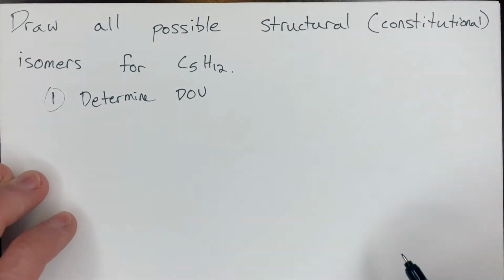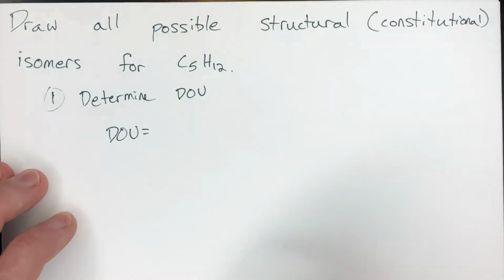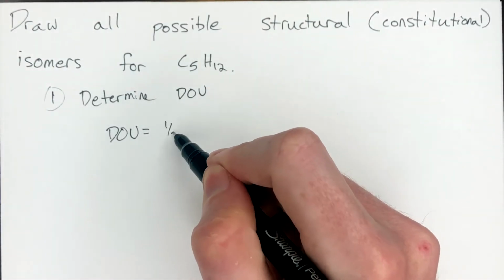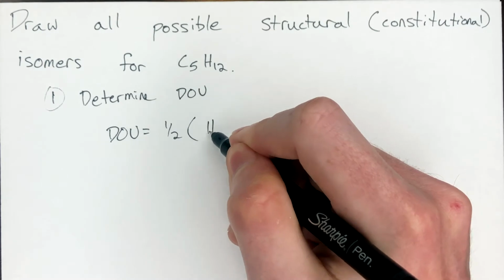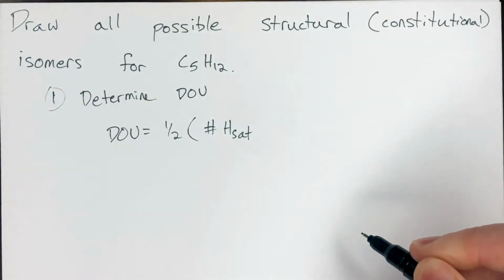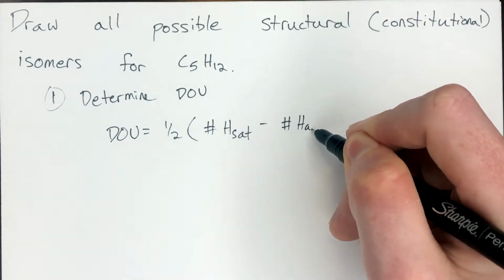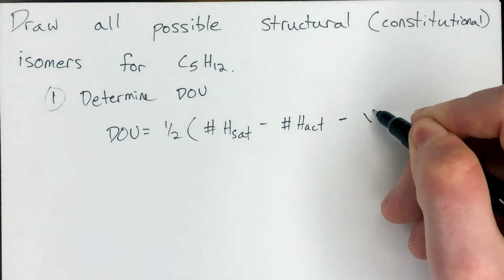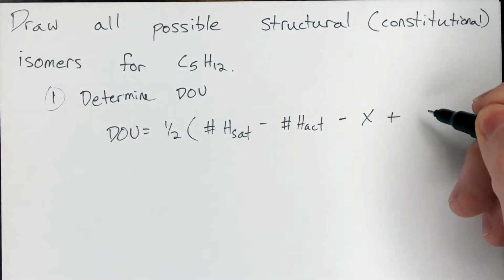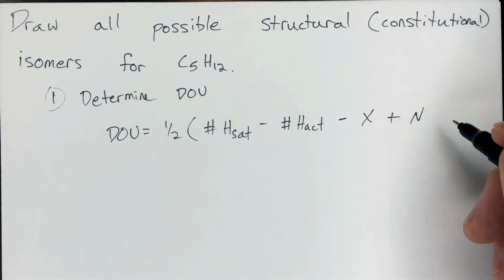And the degrees of unsaturation, or DOU, is defined as the following formula, and this is how you calculate it from the molecular formula. So it's 1/2 of the number of hydrogens that would be present if the compound was fully saturated, minus the number of hydrogens that are actually present, minus X, which is a placeholder for a halogen, chlorine, bromine, etc., the group 17 element, and then add any number of nitrogens.